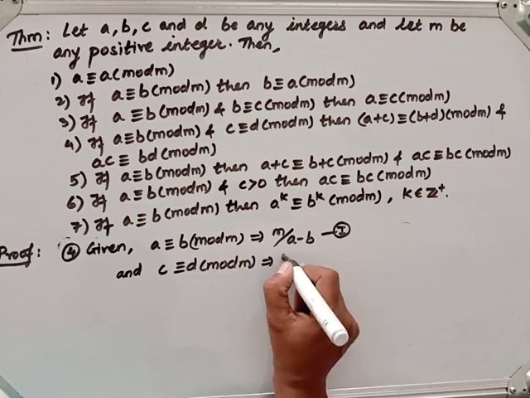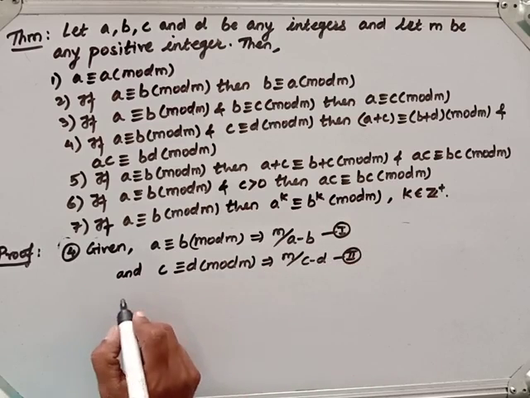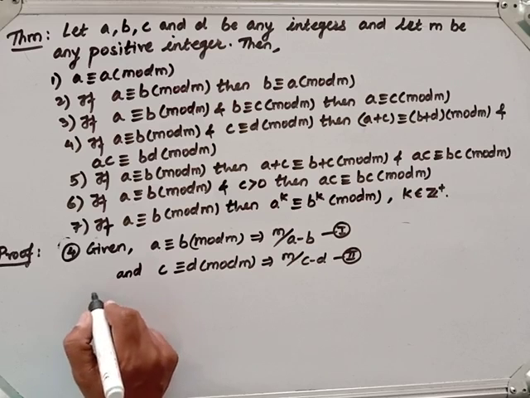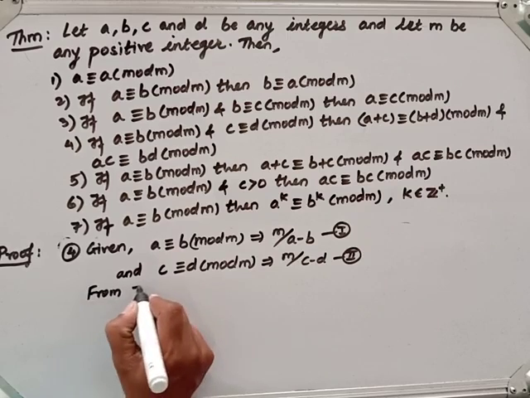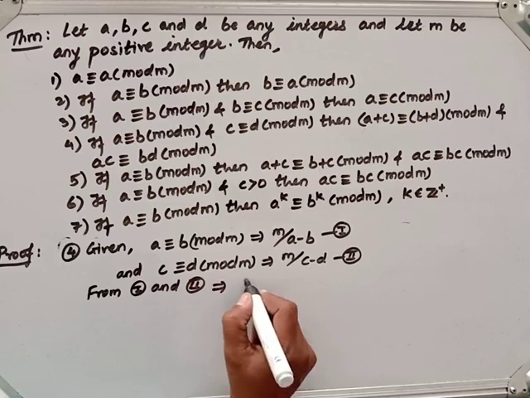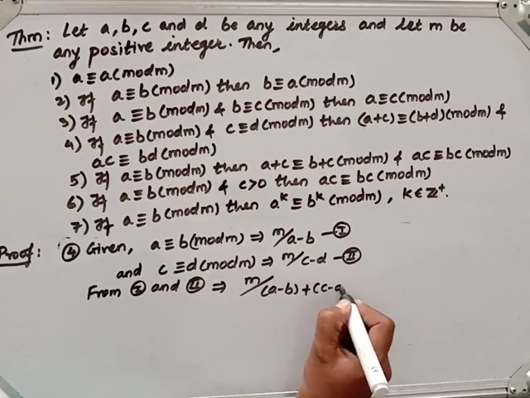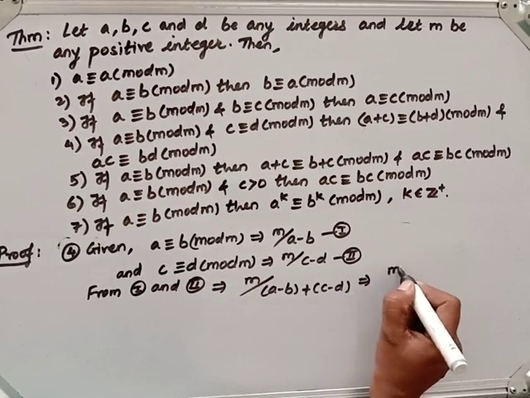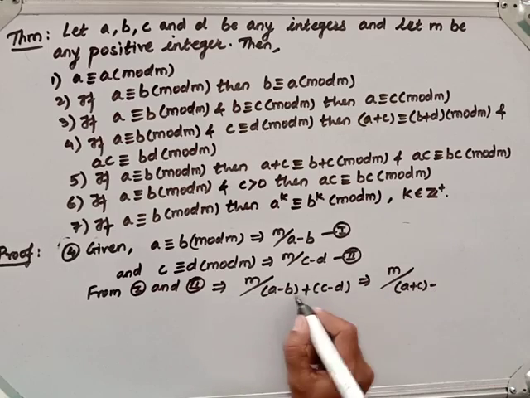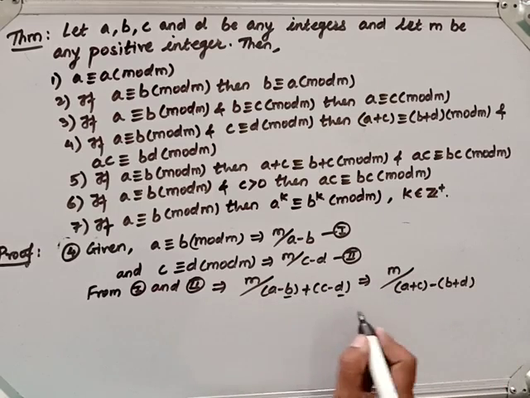So this gives m divides c minus d. Call it as equation number 2. Now from 1 and 2 we get m divides a minus b plus c minus d. That is same as m divides, now this additive part we will take in one bracket, and minus sign let me take from these two. It will be b plus d.